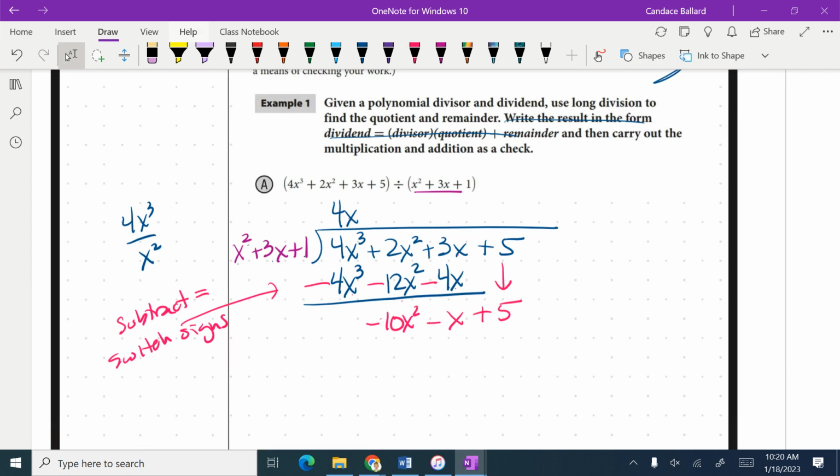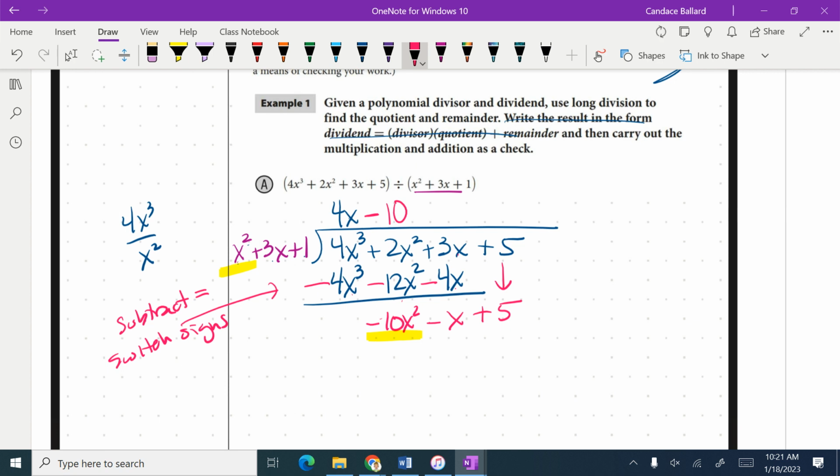Now I am looking at how many times does x squared divide negative 10x squared? What do we think? Just 10 times? Good. We want that sign to be the same, right? Negative 10 times. All right. What's my next step? What did we have to do next? Distribute. It's our fancy word for multiply, right?